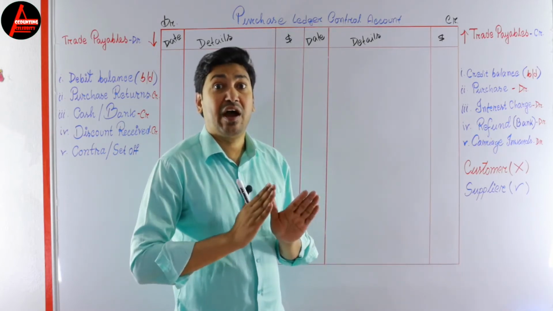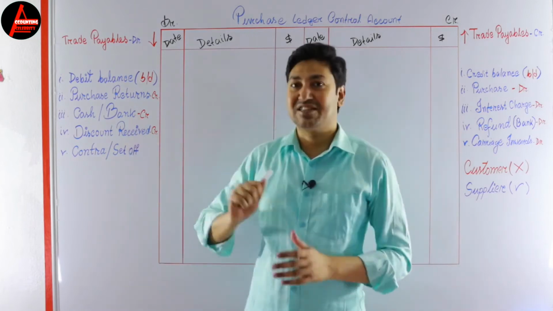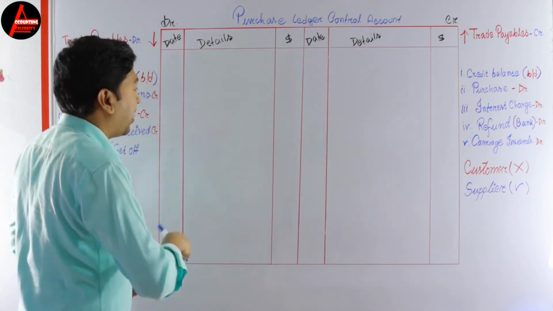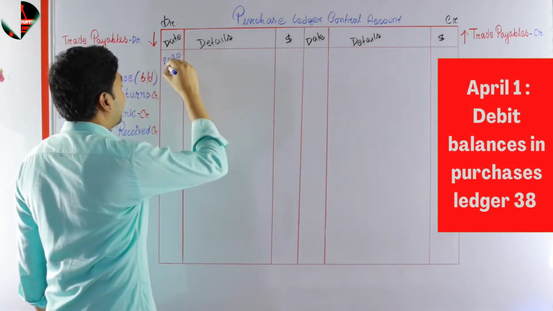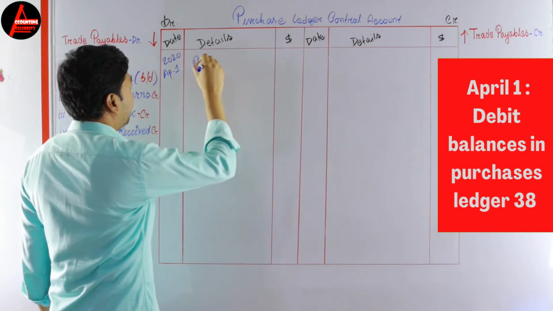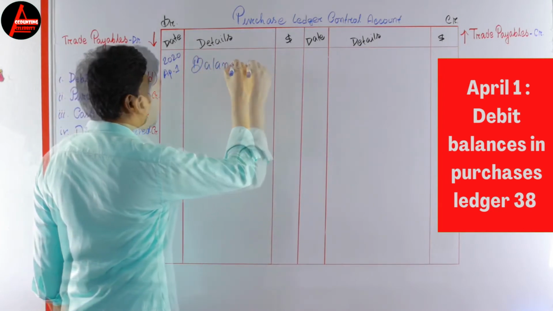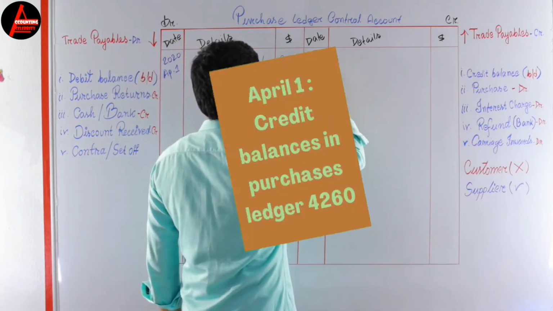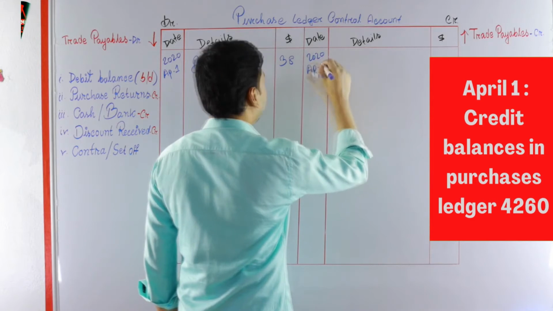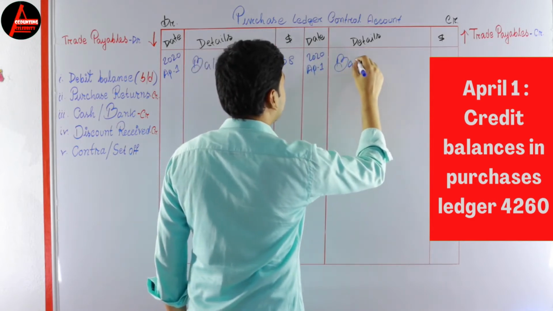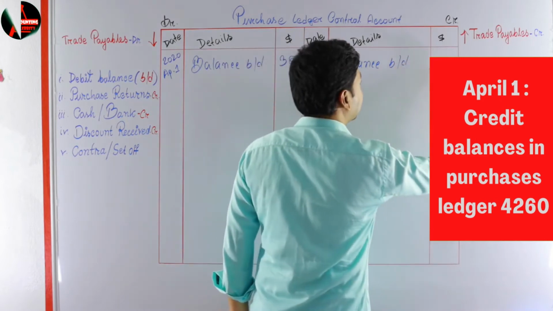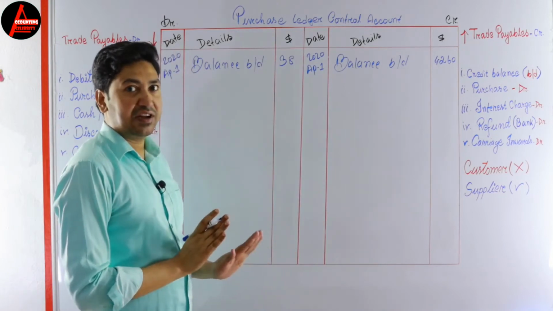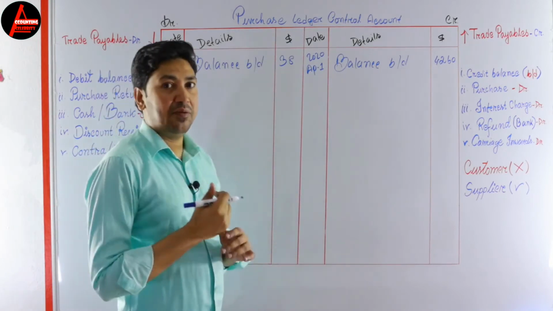There are no more items other than this and this, okay? So let us write here balance B/D. First of all, it is written in the question, April 1st, 2020. Let us write here balance B/D. Debit balance is here $38. Again on the credit side, 2020 April 1st, balance B/D. Credit balance is $4,260. Okay, so we recorded our opening balance.